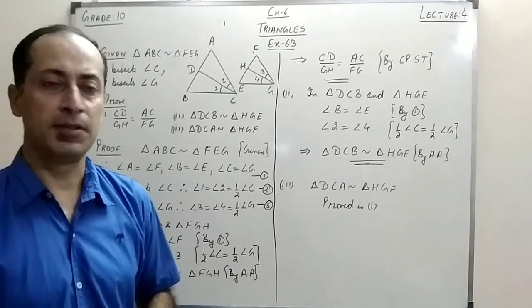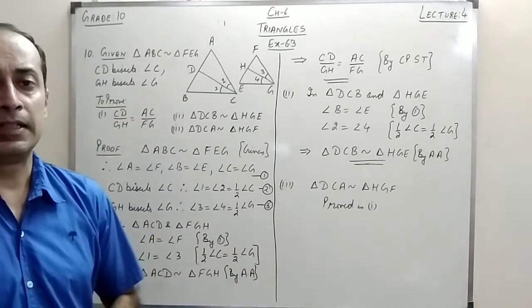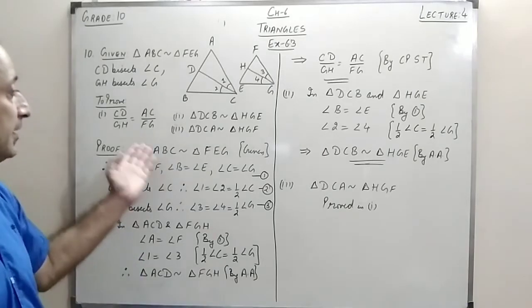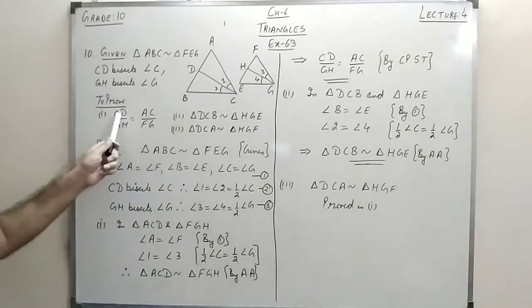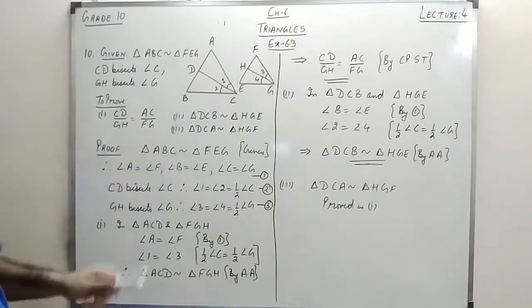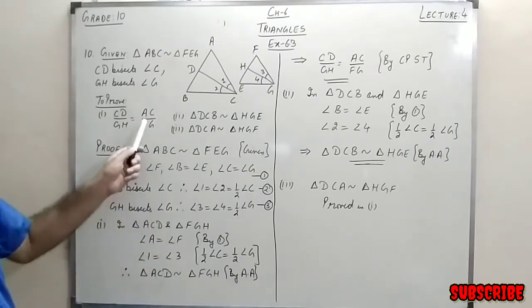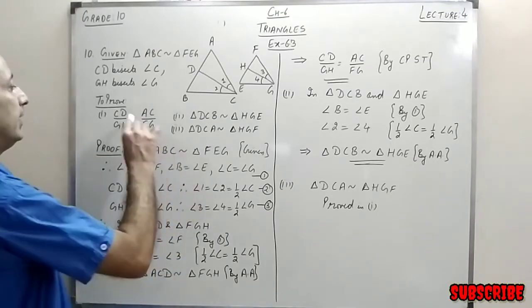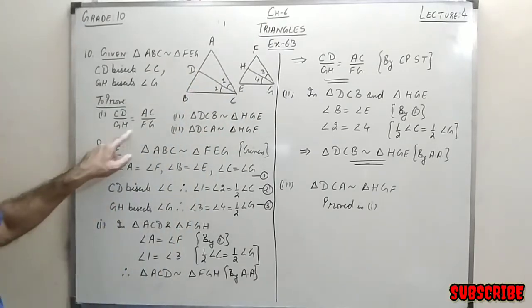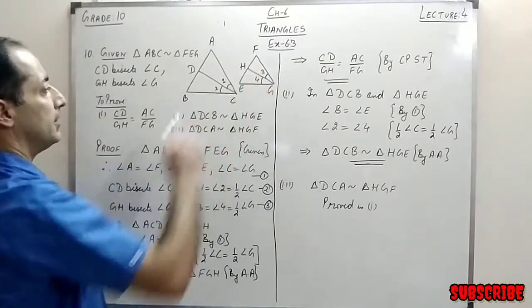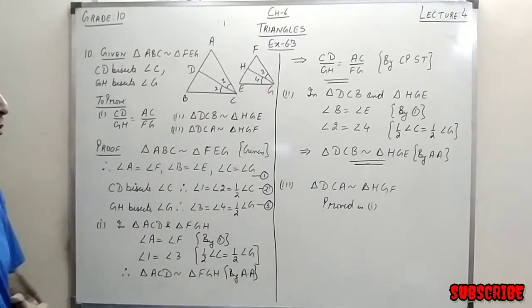Now, the next question that comes: if we have to prove these two triangles similar, which triangles are they in which these sides come? Let's find that out first. If you see these two ratios, the numerator of the first one is CD and the numerator of the second is AC, and these two sides come in the triangle ACD. Similarly, GH and FG come in triangle FGH. It means my main purpose would be to prove triangle ACD similar to triangle FGH.